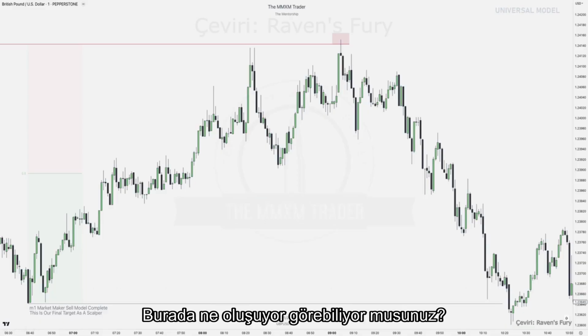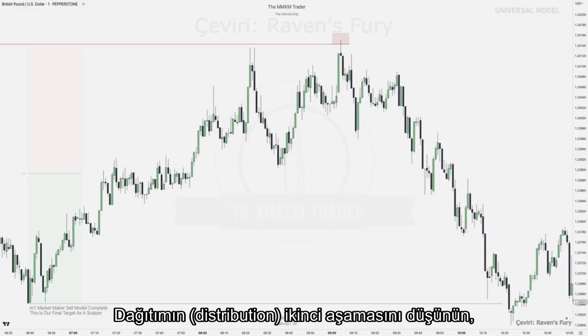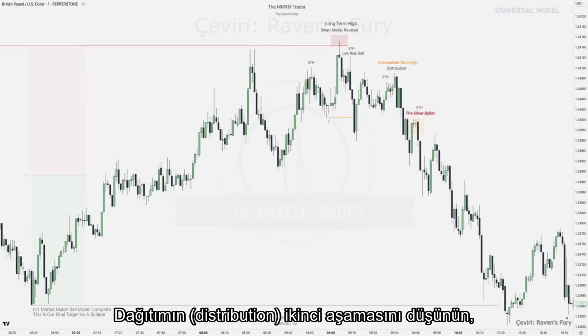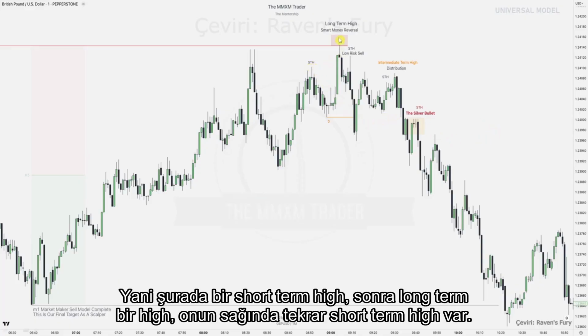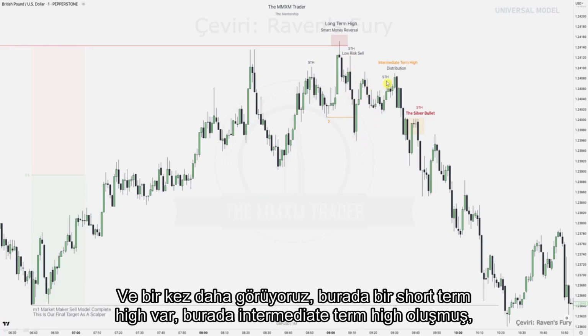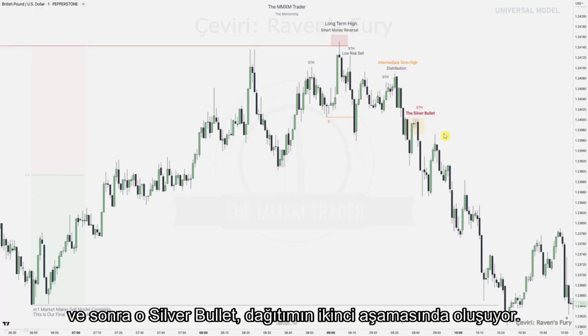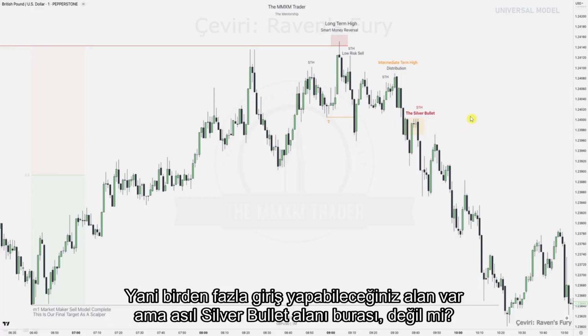Do you see what is forming over here? And I'll give you a hint. Think about the second stage of distribution, right? Got that silver bullet formed, right? So we have that short-term high, longer-term high, and a short-term high to the right of it, that low-risk sell. We break structure, and once again we have that short-term high here, intermediate term high formed here, and then that silver bullet forms in that second stage of distribution. So multiple areas where you can get in, but this is the silver bullet area.